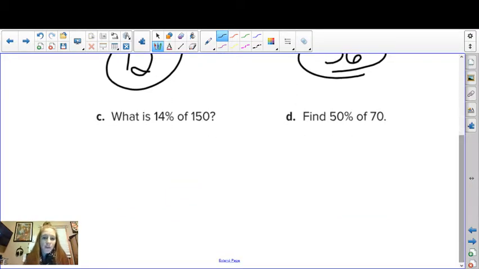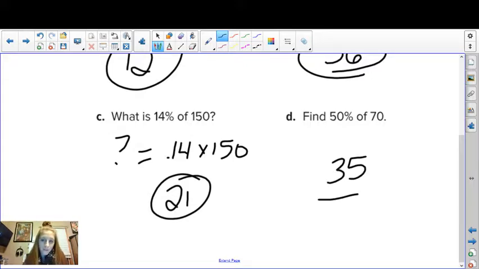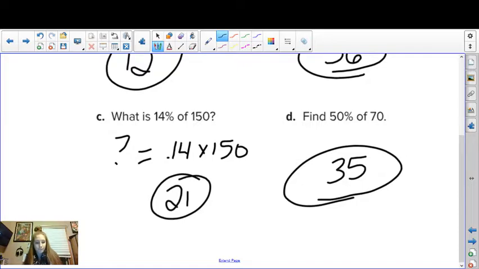What is 14% of 150? 21. And last one, do it on your own. Okay, probably didn't even need a calculator. Half of 70 is 35.